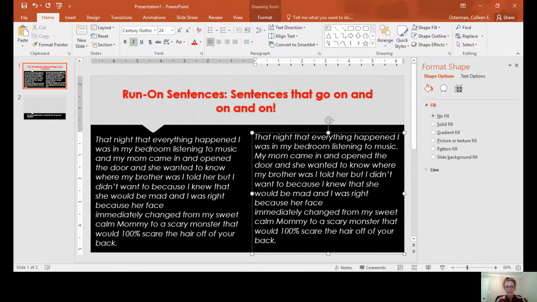My mom came in and opened the door and she wanted to know. Oh, there's the word and. My mom, and she wanted to know. Okay, so this is a subject and this is a subject. So you have two choices here. My mom came in and opened the door and she wanted to know where my brother was. Now, even though this is a subject and this is a subject, it's the same subject. This is a compound sentence. My mom came in and opened the door and she wanted to know where my brother was.